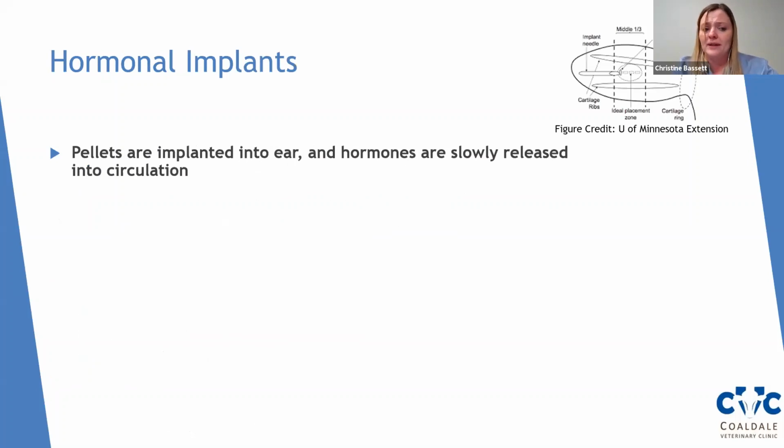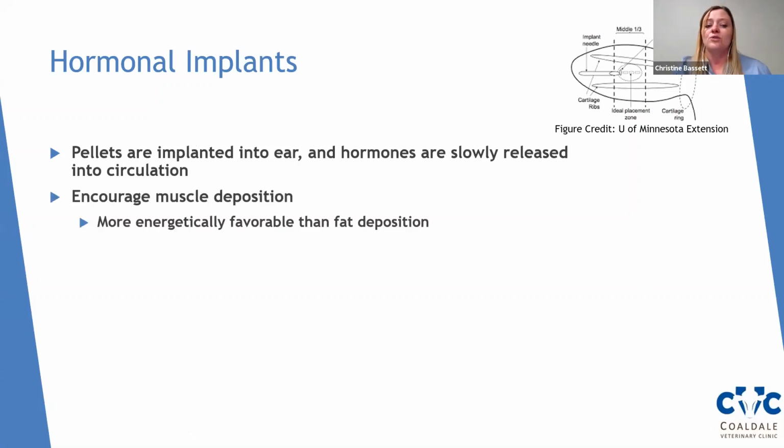Talking about hormonal implants, these are pellets which can be implanted into the ear, and then the hormones are slowly released into the circulation. Once in circulation, these hormones are going to help encourage muscle deposition, which is generally more energetically favorable compared to fat deposition.